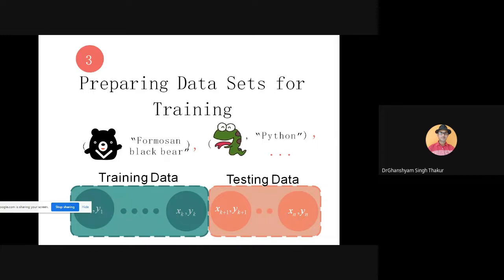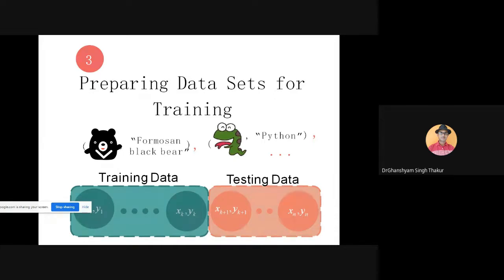And this particular data you can categorize into two categories. The first one is training data, the second is testing data. So the whole data you can categorize into two categories: testing data and training data. So yeah, you can use 80% of the data for training purposes and 20% of the data for testing purposes.